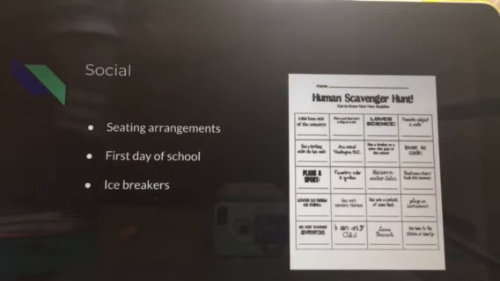With new seating charts, there may be hesitation to talk to the person who is sitting next to you. I will have the students ask their peers one question to lessen the hesitation.